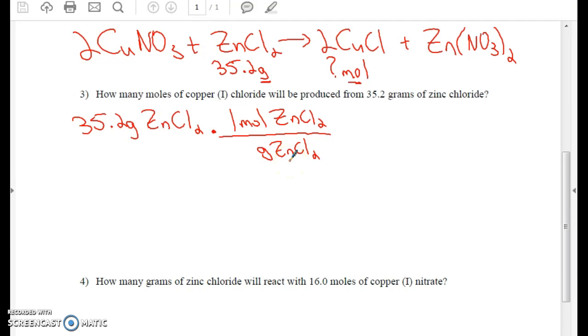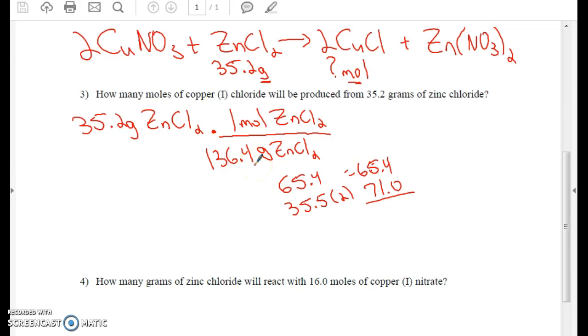If you find zinc, the molar mass for zinc is 65.4. The molar mass of chlorine is 35.5, but there's 2 of them. So really what you're doing is taking that 65.4 and adding it to that 35.5 that is getting multiplied by 2. All right. So what you get there is 65.4 plus 71.0. You add that up, and that is your molar mass. So you get 136.4 grams of zinc chloride.